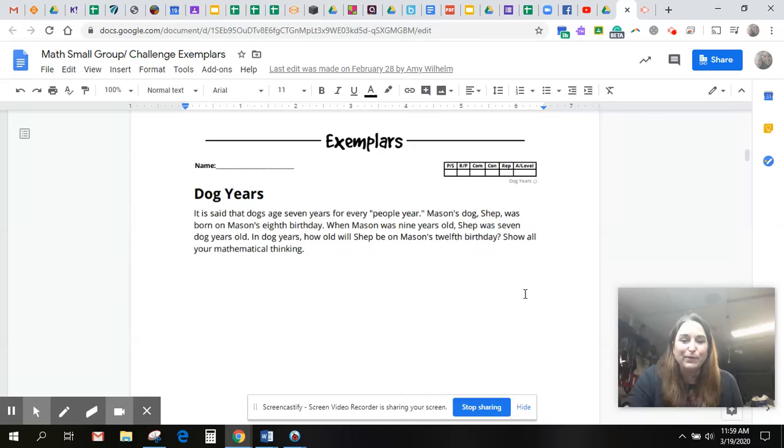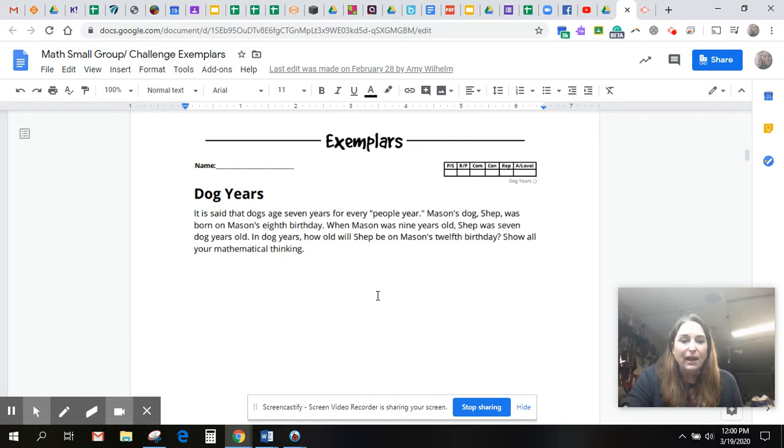Hi everyone, I thought I would do an exemplars problem for today's number talk. Exemplars is a really great tool that we have at school. It helps us to have multiple entry points. There's usually a lower level, mid-level, and higher level on each of these problems. It's also a word problem, which sometimes a lot of students have trouble really figuring out where their entry point is and how to solve the problem.